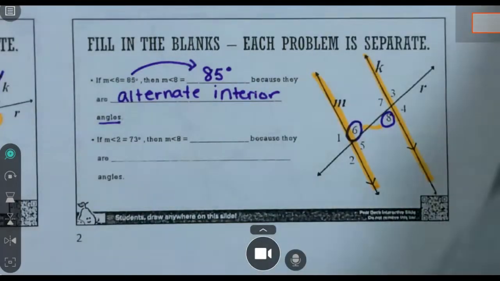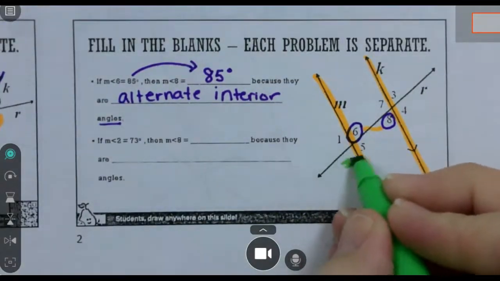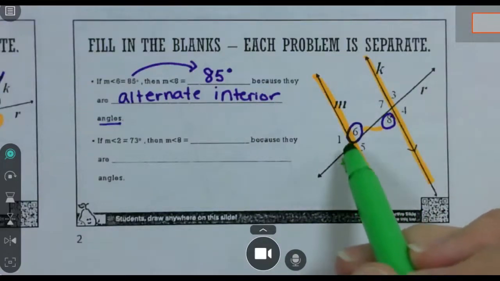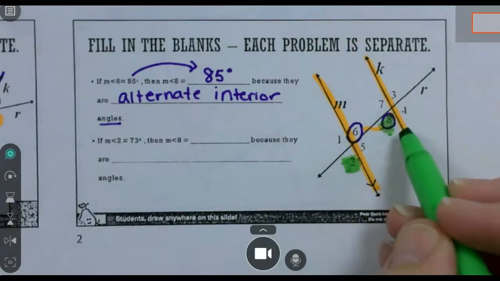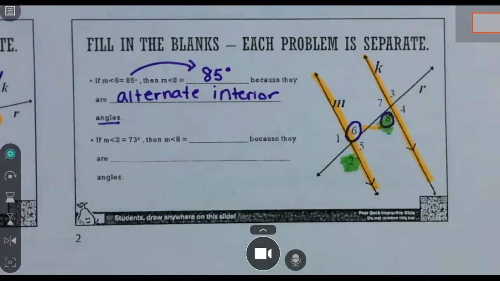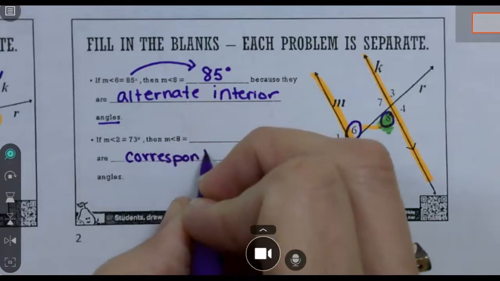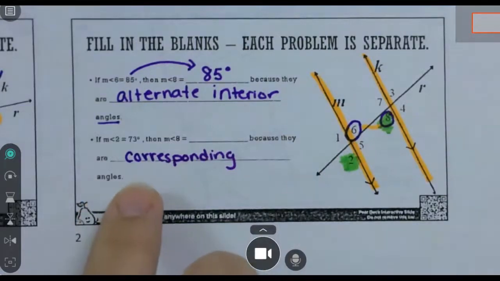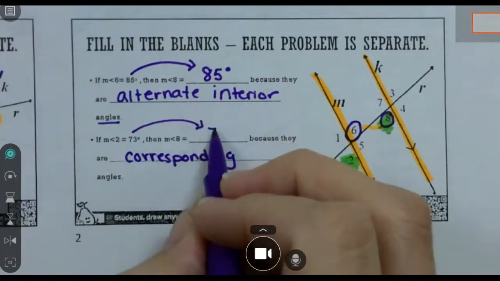So corresponding angles are in the same spot. My first one is angle 2, which is to the left of the orange line and is underneath this black line. And 8, which is also to the left of its orange line and underneath the black transversal line. So those are corresponding angles, and we don't have to put postulate because we're just putting what type of angles they are. And I know that corresponding angles are equal to each other, so I'll put that 73 right there.